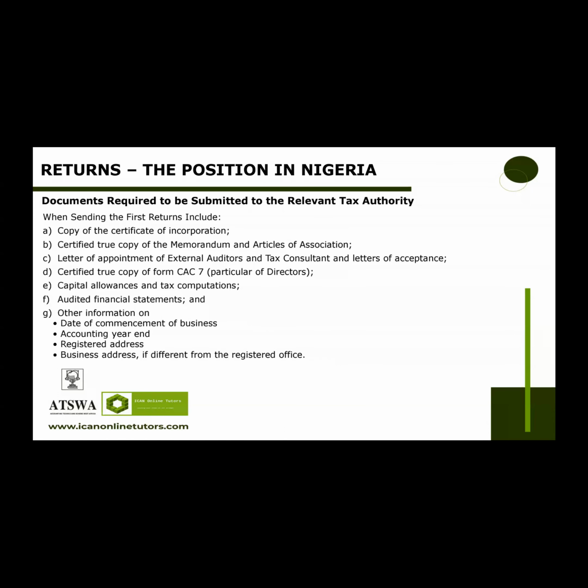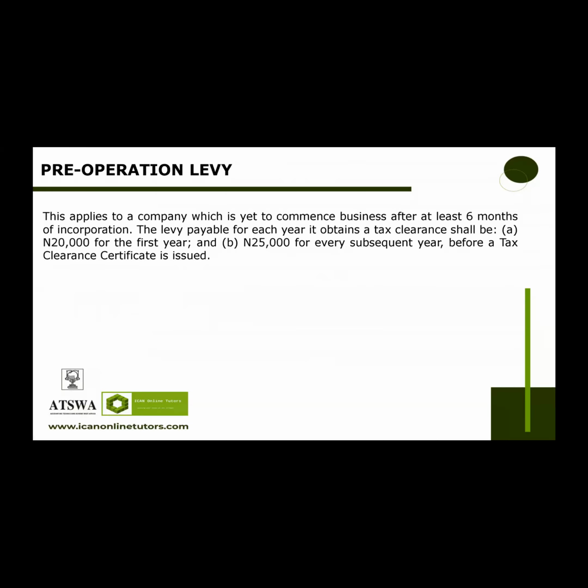Are we together? Okay. Now, let's take the pre-operational levy. This applies to a company which is yet to commence business after at least 6 months of incorporation. So the levy payable for each year it obtains a tax clearance shall be 20,000 naira for the first year and 25,000 naira for every subsequent year before a tax clearance certificate is issued. Please, for example purposes, this remains unchanged.